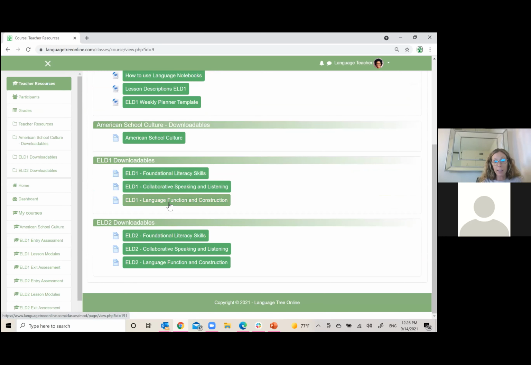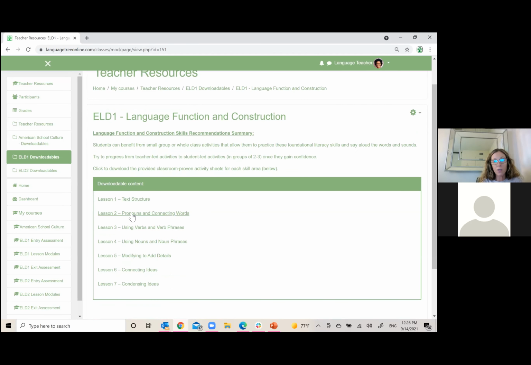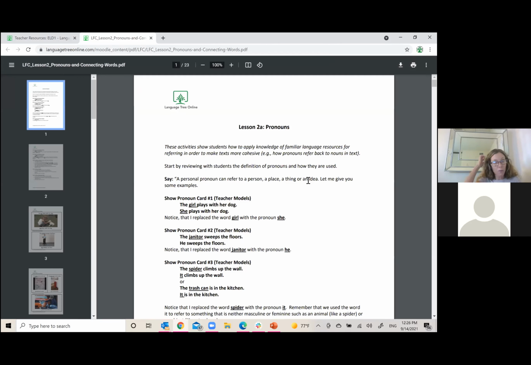So you see the 3 buckets. I'm going to go to the language function and construction. Again, lesson 2 on pronouns. So every lesson has downloadables. They can range anywhere from 10 to 30 pages, depending on the standard, because each lesson covers a standard. And so some of the standards that are more complex, you'll notice the lessons are longer.